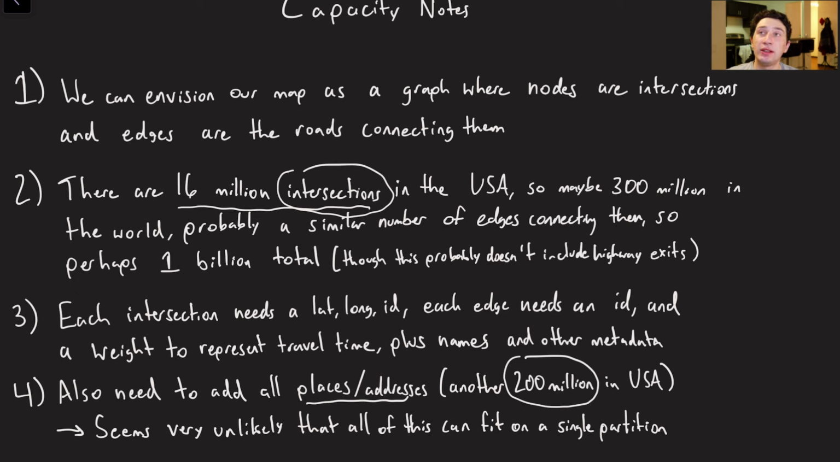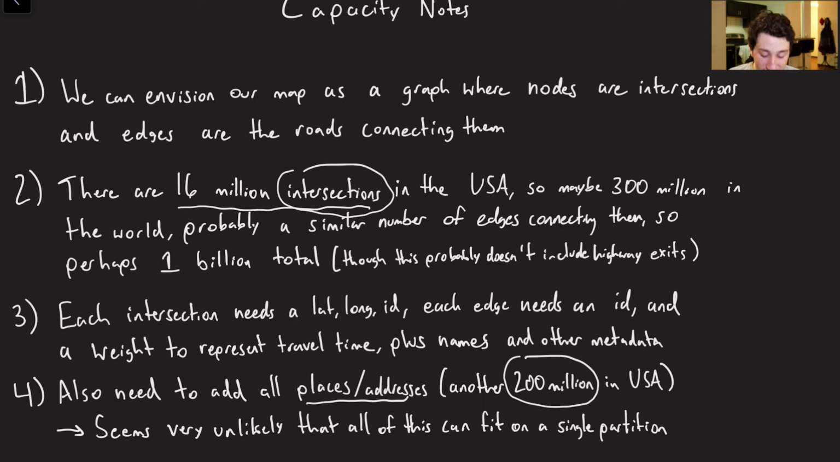So again, like I said, I'm not going to do any sort of particular capacity estimate here because it would be super hand wavy. The point is, we have a crap ton of data, and for all of these nodes in our graph and for all of these edges, we're going to need a decent amount of metadata. Their latitude, their longitude, an ID, potentially a name, things like that, the travel time that it takes to actually go from one road to another.